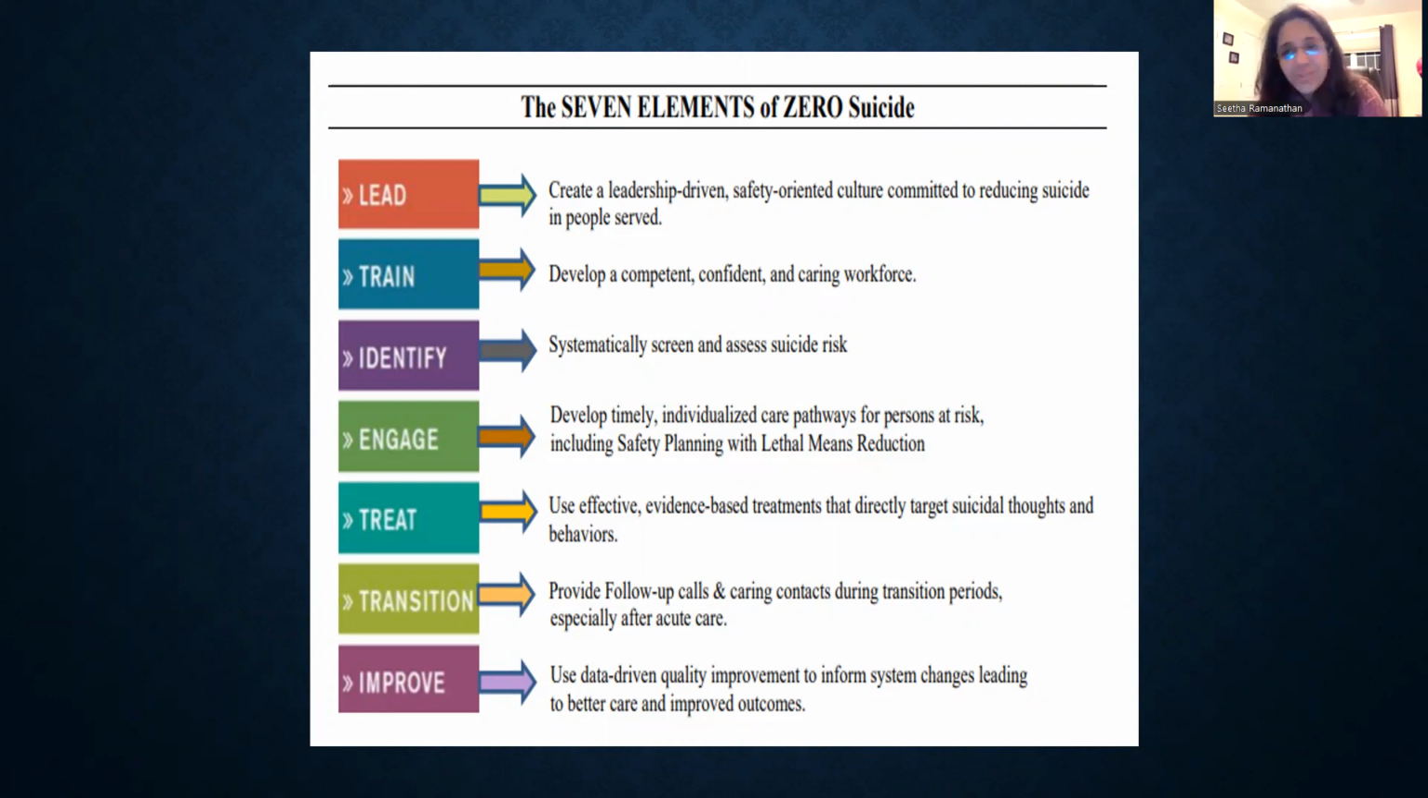I have to ask the state, do you know what the evidence-based treatments are? We are all not trained in it, even though we implemented zero suicide, we are not trained in all of it. Transition of care, where we provide follow-up calls, and improve, keep in a continuous process of improvement, which is data-driven across the system. So we think that if we were trained in the zero suicide model, and we started believing that, I think we still believe that if we implement all these 7 steps, we will be able to improve the quality of care that we deliver in our system.